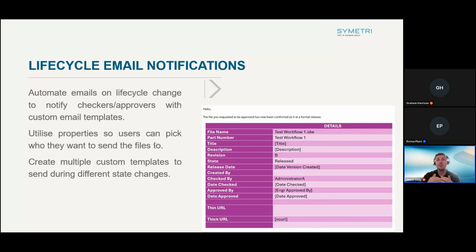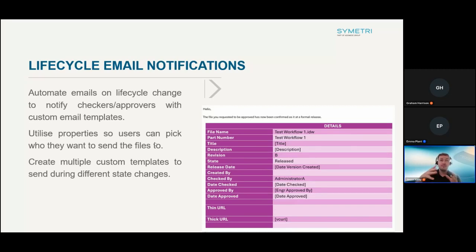So you'd fill in that property, and that property then links into your email, and then you can send an email directly to that person. So you're getting more personalized emails or email notifications, so that you're not getting hundreds and hundreds of emails from Vault coming through.